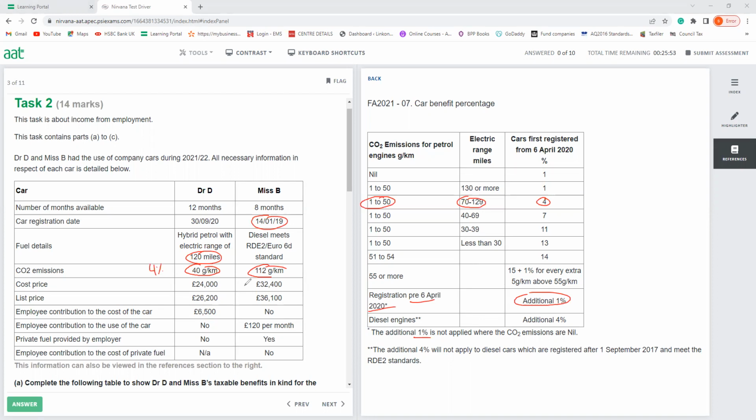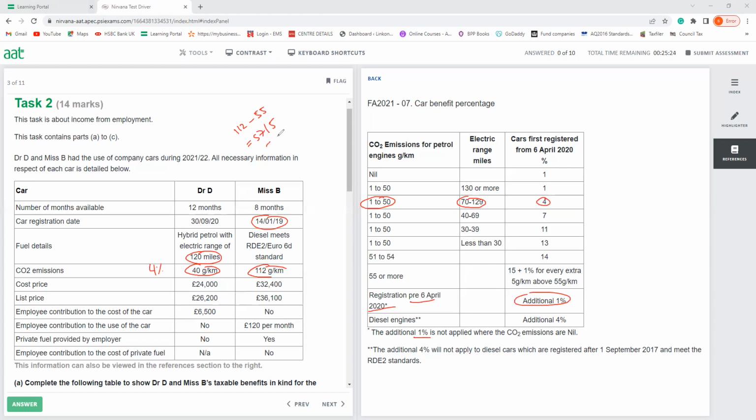So let's try to do the calculation for this one, Ms. B. We have 112 here. You have to minus the 55, because for the 55 we have 15% fixed. So 112 minus 55 will give us 57. And you have to divide by 5 to find out how much it is.